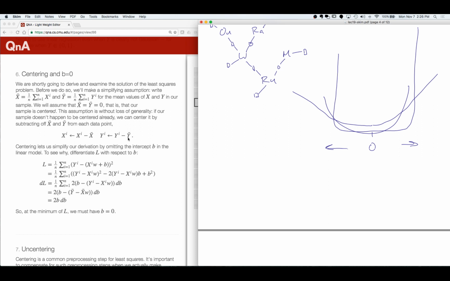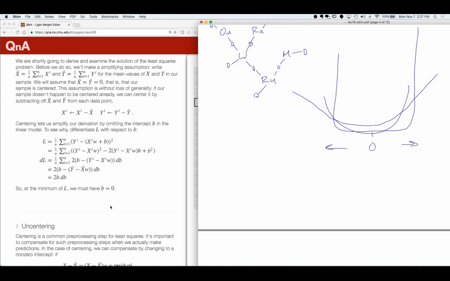This is not necessarily true for general models. In general, you don't always want to center your data, but if you're doing linear regression, it helps with interpretation to center it because you can just get rid of the intercept. To see why, I'm not going to go through this in detail, but if you differentiate the sum of squared losses with respect to the intercept b, you'll find that the derivative is just proportional to b, and so in order to set the derivative to 0, we have to set b to 0. This derivation assumes that our data is centered. So if our data is centered, we can just drop the intercept term b.